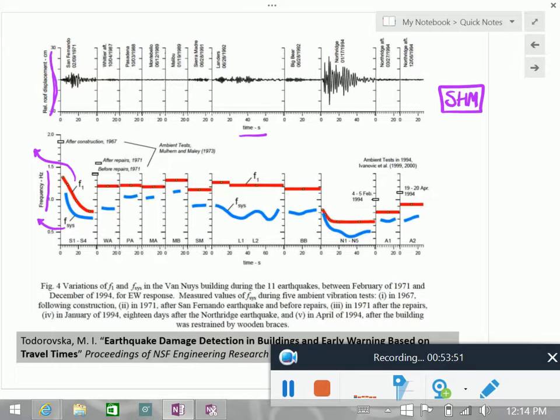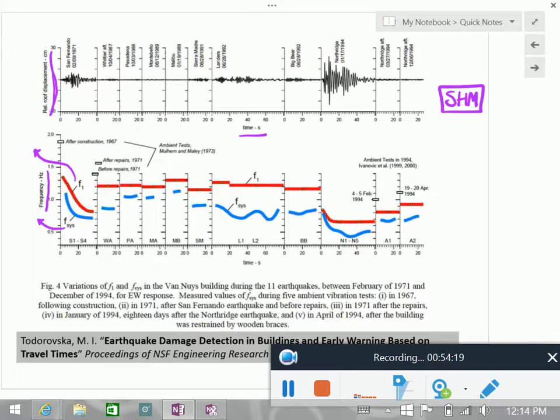So for the Landers earthquake, which isn't that much higher, the reason why F1 isn't reducing that much is because it's not strong enough to damage it. It shakes, but it's not strong enough to damage it. Exactly. So people use the frequency of buildings and bridges to monitor what's happening to them during large events.